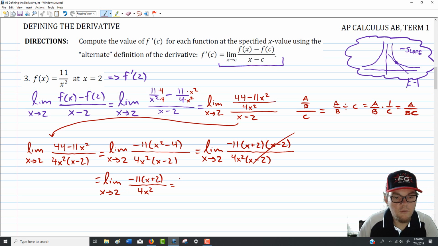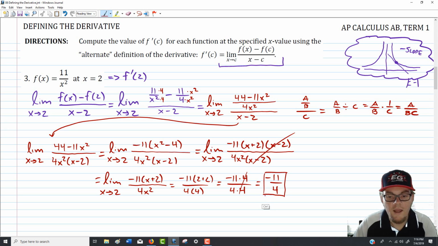So plugging in 2, we're going to get negative 11 times 2 plus 2 over 4 times 4. That's going to be negative 11 times 4 over, watch this, 4 times 4. The 4's can divide away. We end up with the slope of negative 11 over 4. And voila, there's our stuff.